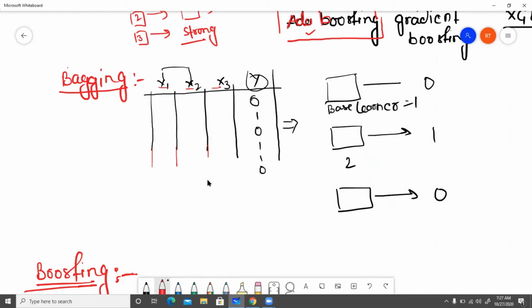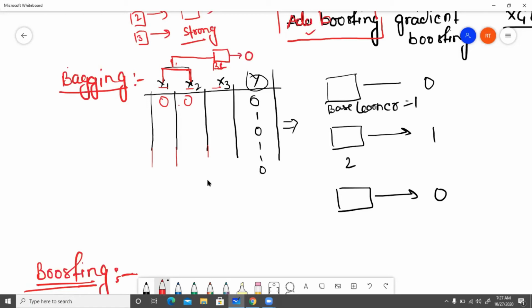A dependent column, and the dependent column is a binary class. Just for now, try to understand it's a binary class classification. What we are going to do is randomly pick any two inputs. Let's suppose these are the two inputs, x1 and x2, and we are passing them to our base learner bl1, and bl1 is going to predict a 0.